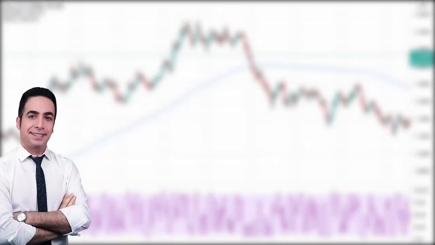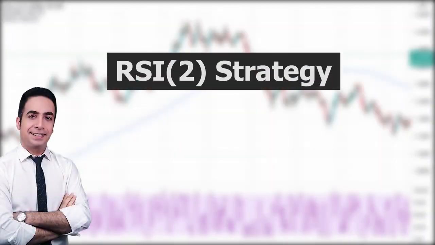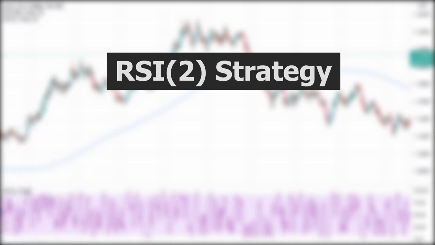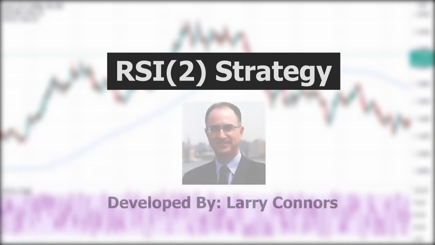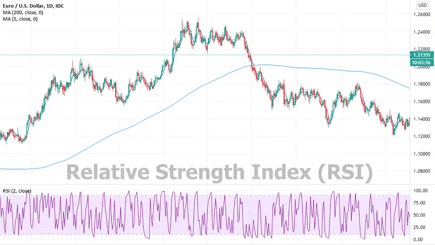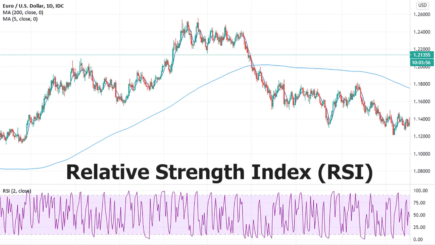Sohail here, and today I want to explain the RSI2 strategy and how you can use it for trading. The RSI2 strategy was developed by Larry Connors, and it's a very simple strategy for entering a trade in the direction of trends. Please pay attention that using RSI in this strategy doesn't mean that it is designed for identifying the top or bottom of prices and possible reversals.